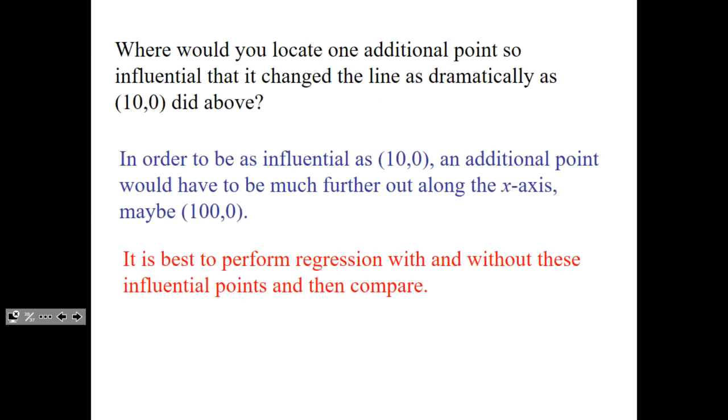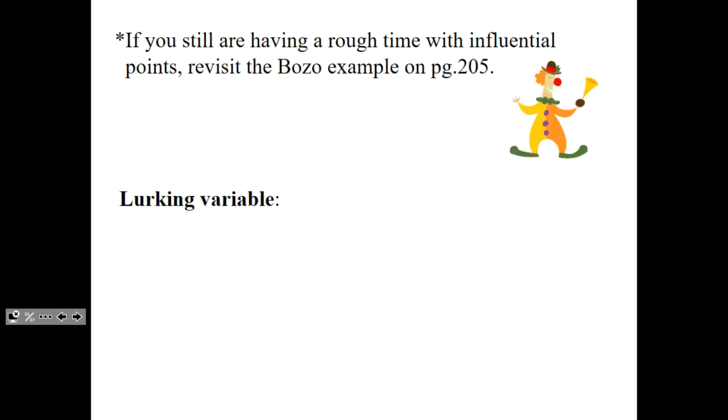So how could I change that 1 point? Well, to have as much influence as 10, 0, that point would be much further along the x-axis. Maybe it would have to be 100 instead of 10, 0. Okay? Now again, we can't throw data away. So what I do is I have my scatter plot, I look at it, I've run my regression. If there's a couple points on there that I think are influential, well, I take that point off and I rerun it. And then I can see, was that point influential? I can decide if an outlier was actually influencing the data or not. Now, if you're still having a little bit of a rough time with this, I want you to go to page 205 of the textbook.